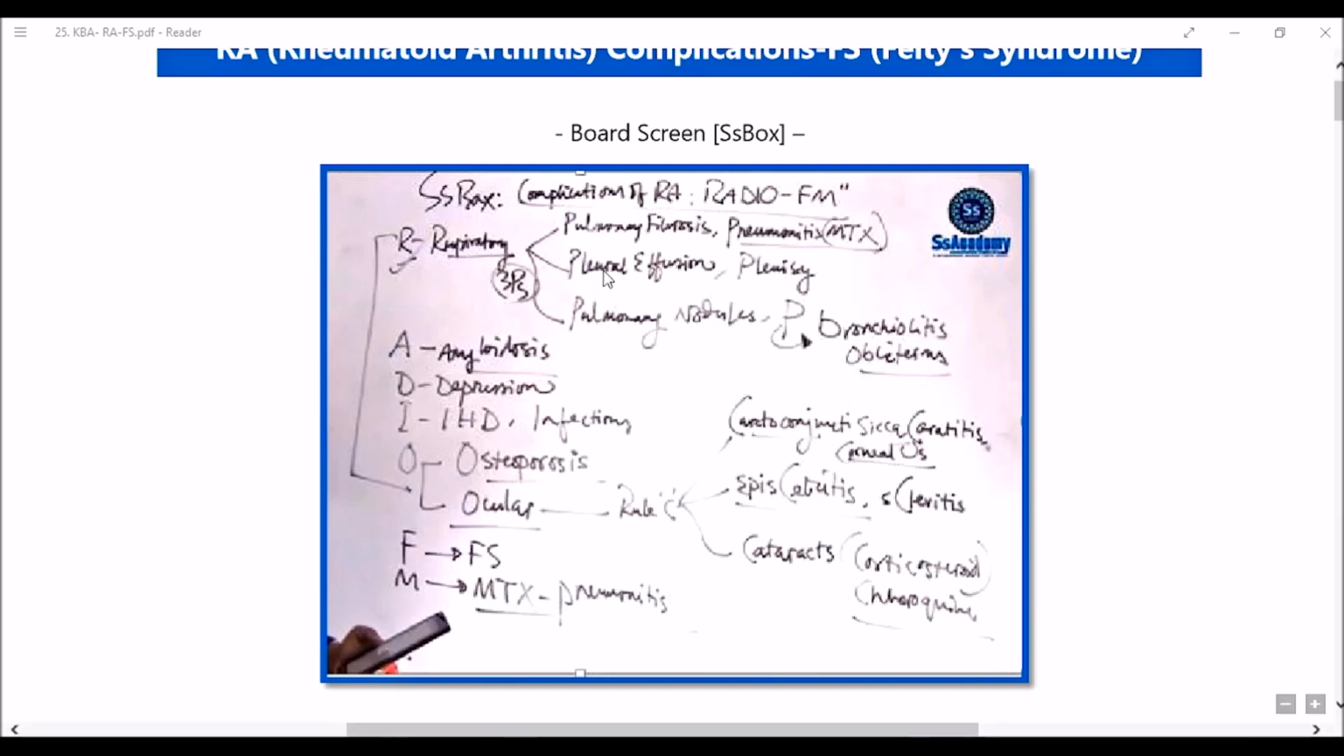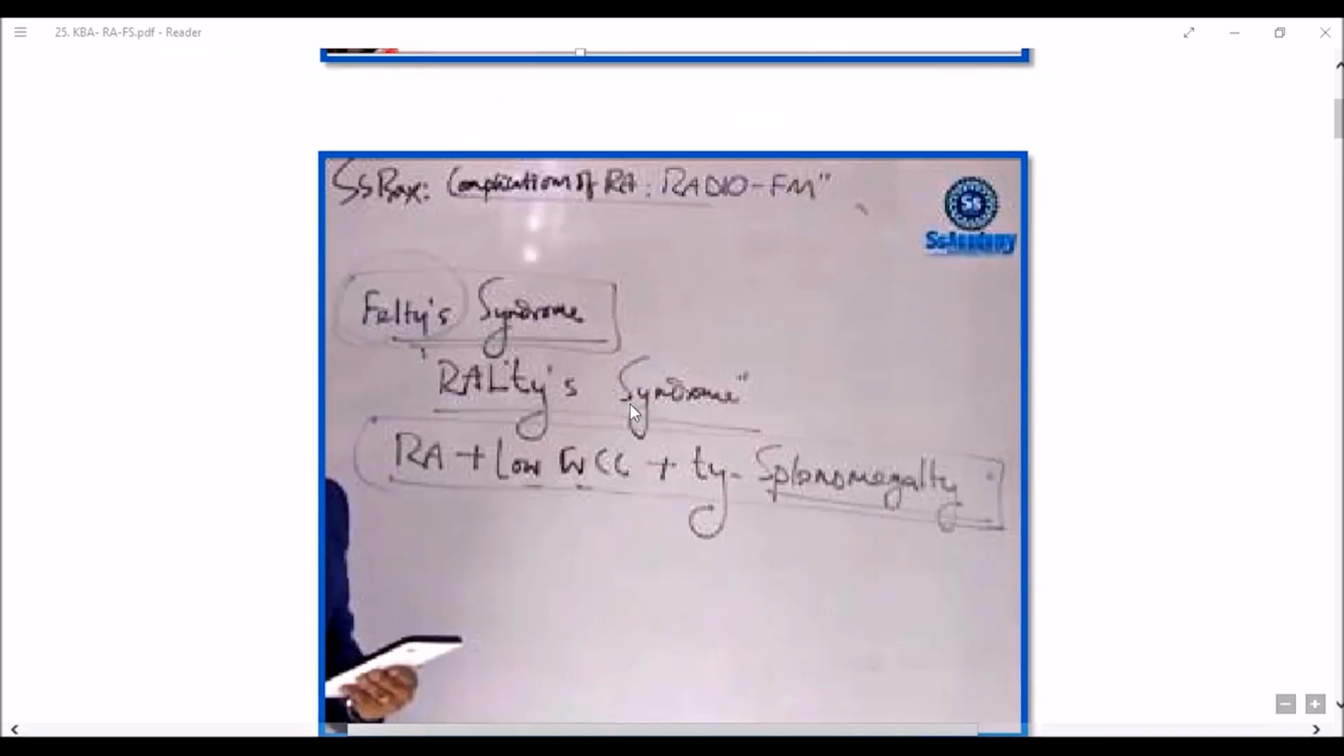We learned from the video lectures the complications of rheumatoid arthritis. You put a single mnemonic: RADIO FM. So RADIO, radio, and FM, yes, F for Felty syndrome. And once again, the Felty syndrome: we put RA for rheumatoid arthritis, L for low WBC, and TY for splenomegaly. Yes, RA, low WBC, and splenomegaly.